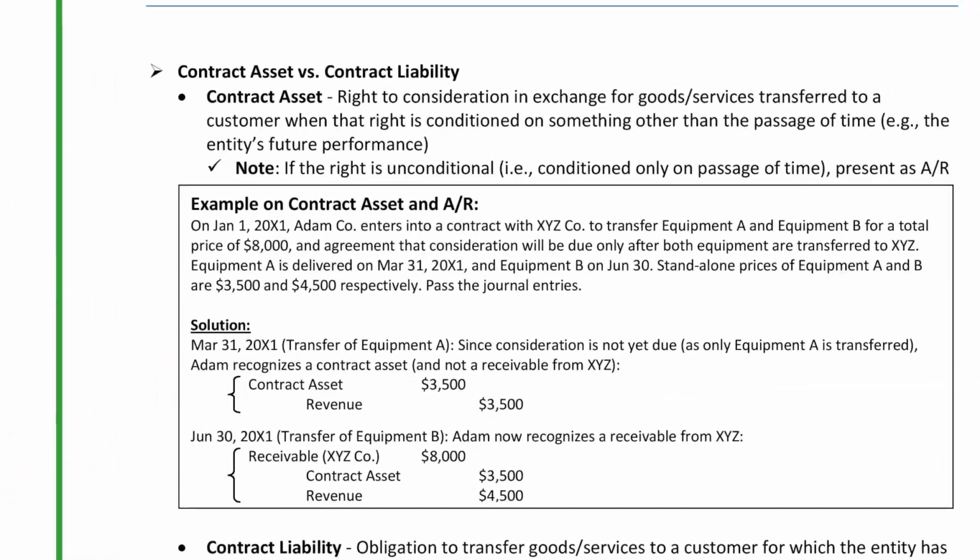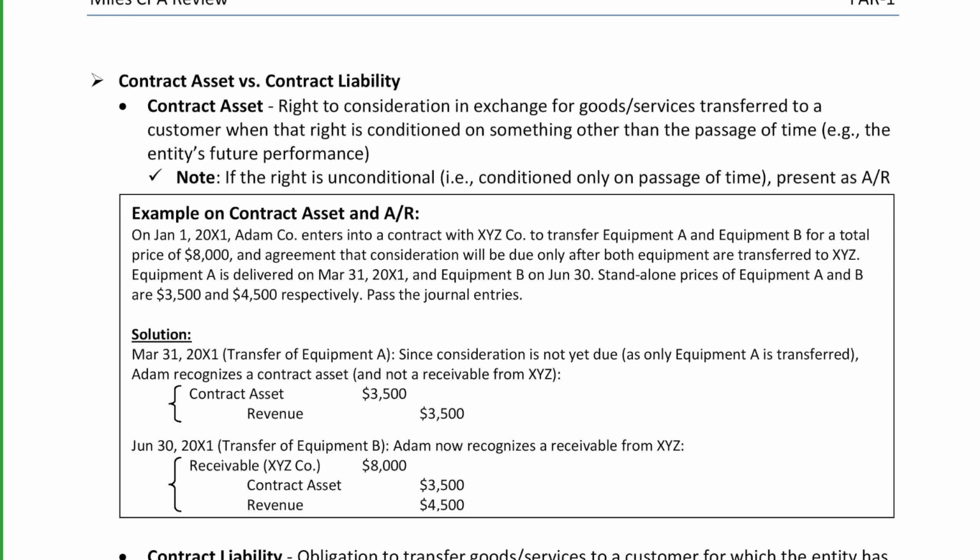Move to page 63, where we're talking about recognition of a contract asset or a contract liability. So put a box around contract asset, which is a right to consideration in exchange for the goods or services transferred to a customer. Highlight when that right is conditioned on something other than the passage of time. For example, the entity's future performance.